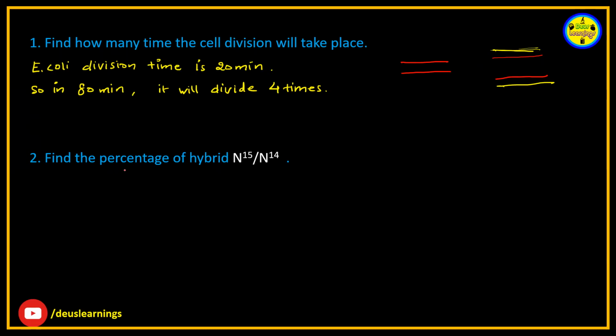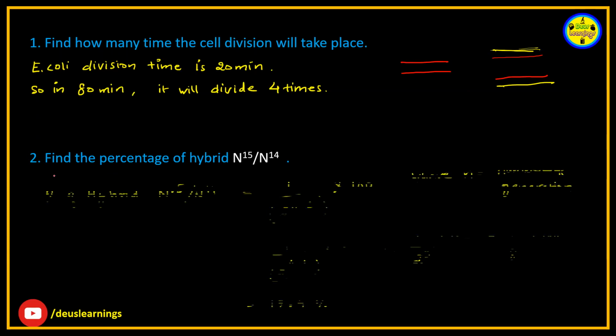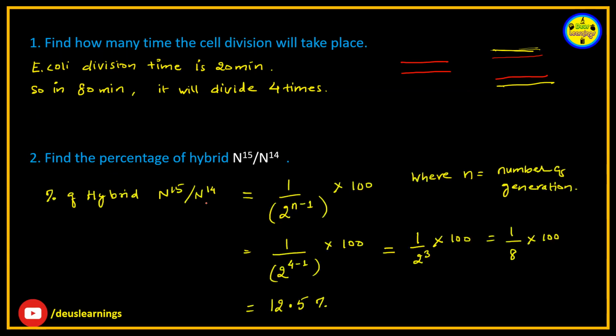Okay, then let's try to find the percentage of hybrid strand. Okay, so the percentage of hybrid strand, the formula is 1 by 2 power n minus 1, and the value is multiplied by 100. Okay, where n is the number of generations, and we found that the number of generations is 4. Okay, and the question has also given the 4th generation, right? So you put the value and you solve the problem. Okay, you will get 12.5 percent.